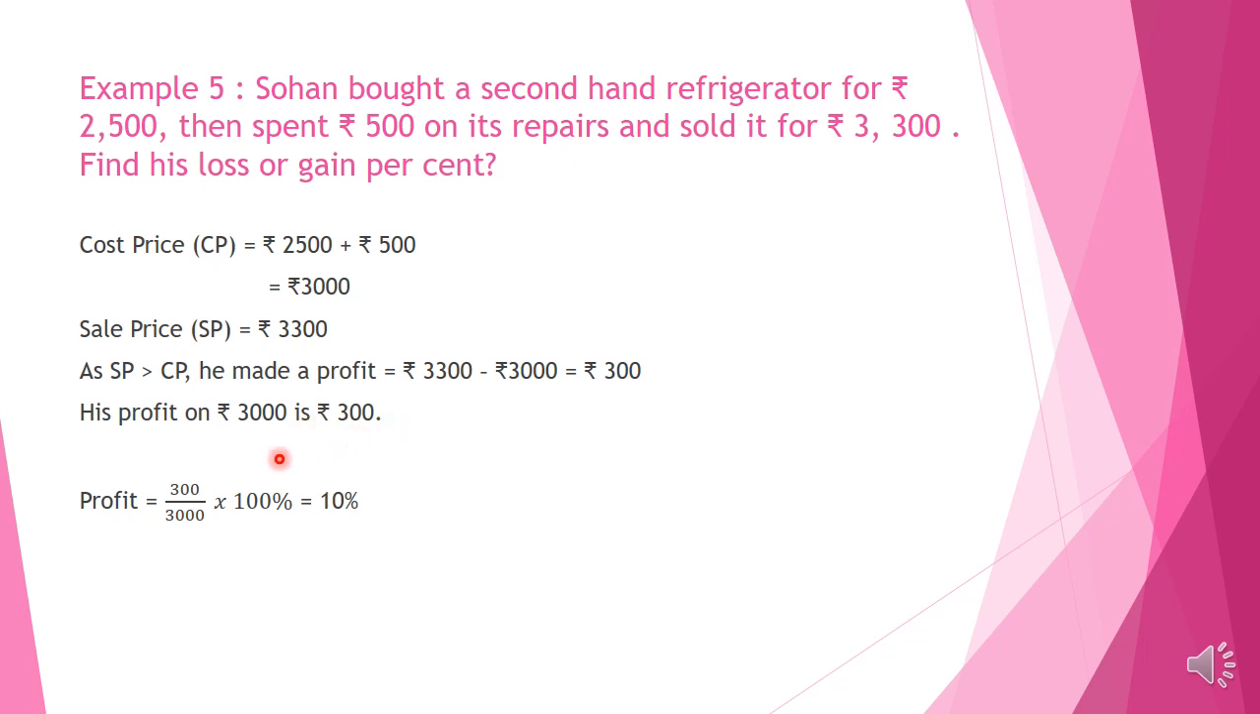So profit percentage is equal to, what is the profit we got? 300. So 300 divided by CP. CP here is the effective CP, 3,000, into 100, that much percentage. So here we have 3 zeros in the denominator, so 3 zeros from the numerator cancel. Then we have 30. 30 by 3 is 10. So the profit percentage is 10%. Okay children?